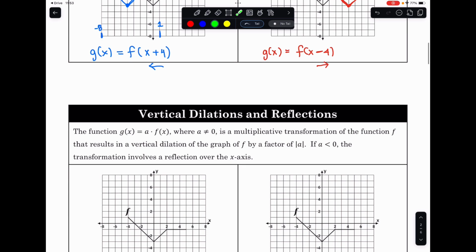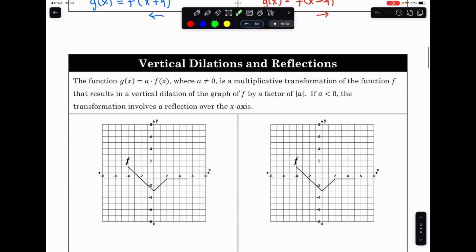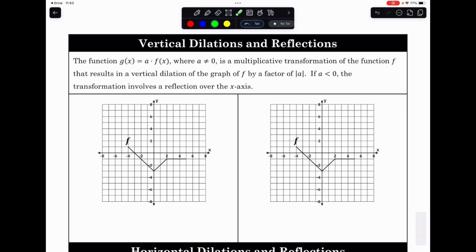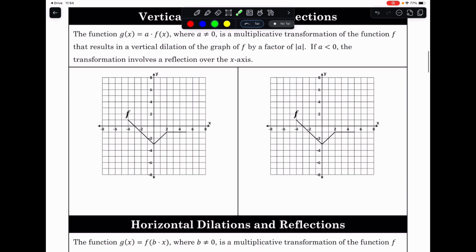Now let's talk about vertical dilations and reflections. We'll start with vertical dilations. A vertical dilation is going to multiply and transform the function, resulting in a vertical dilation of a factor of a. Now, if the value of a is a number less than 0, then it's going to reflect the graph and flip it upside down.